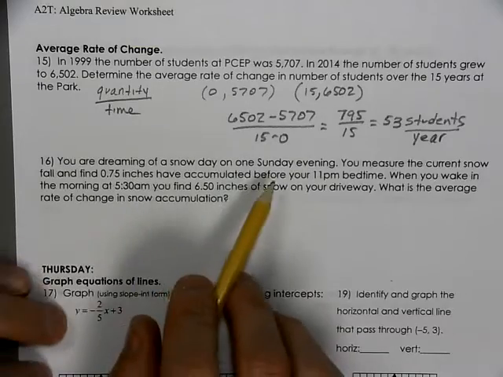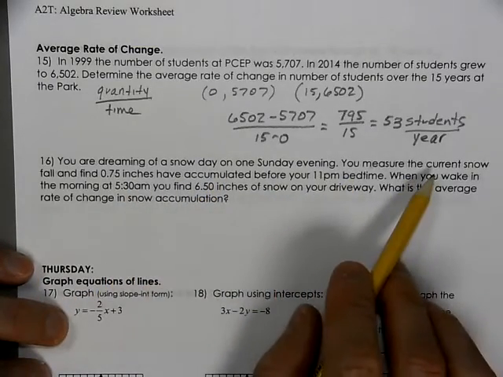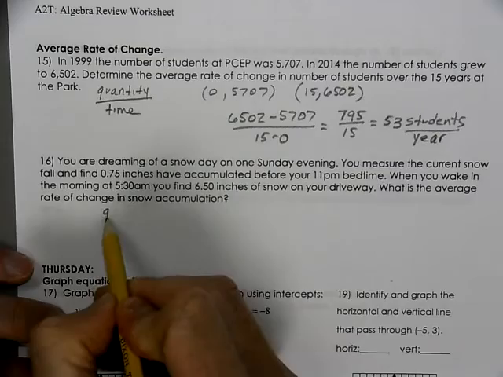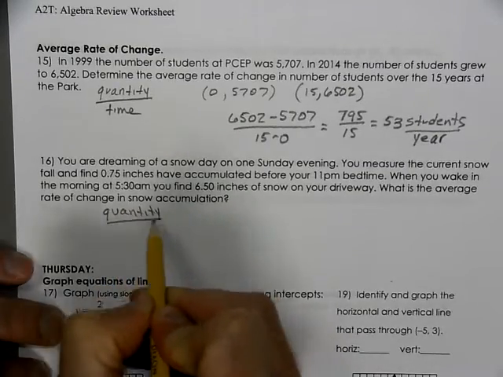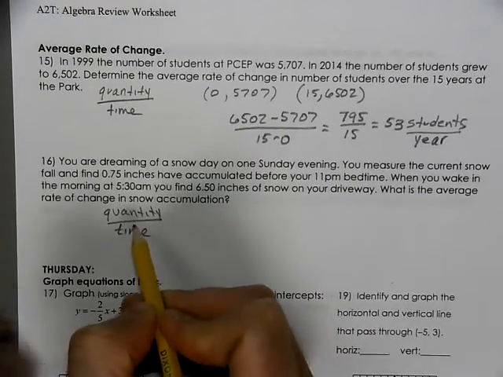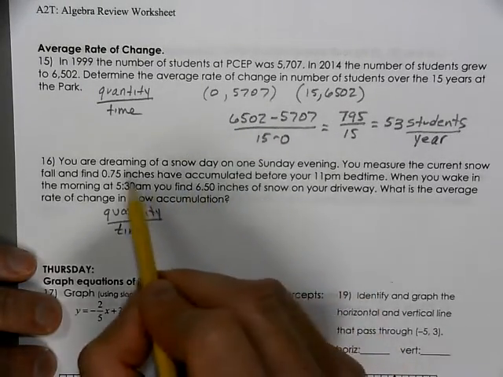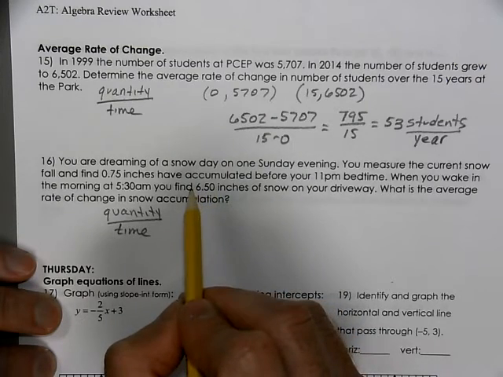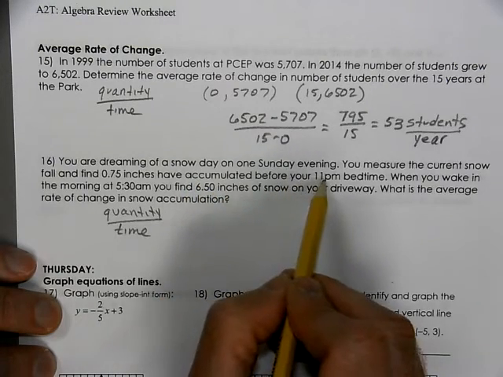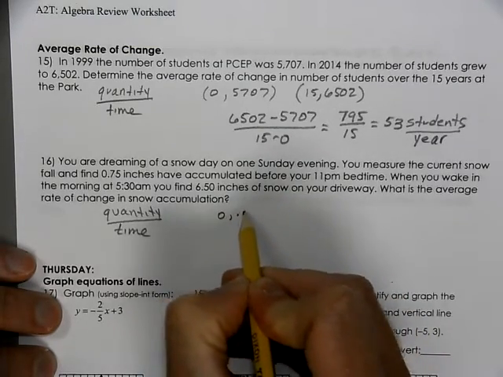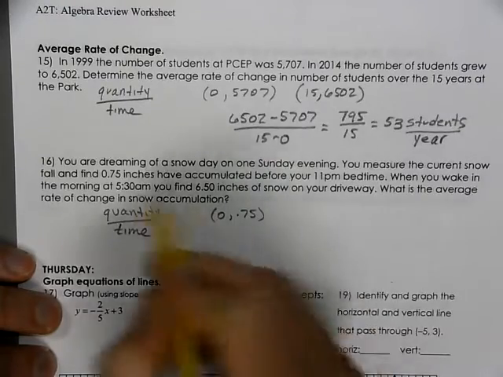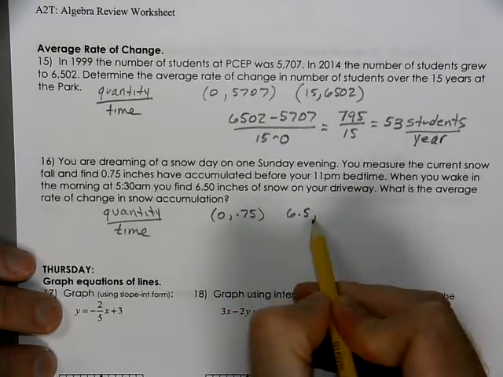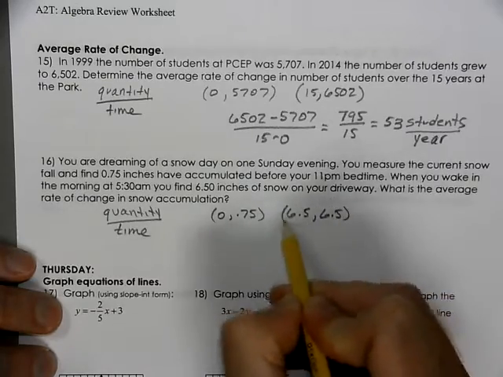The next topic, we're looking at a possible snow day, and whenever you're working with average rate of change, quantity over time, so at 0 amount of time, 11 p.m., at 0 amount of time, we have 0.75 inches. 6.5 hours later, we have 6.5 inches of snow.